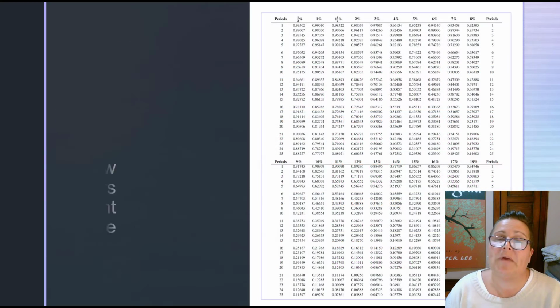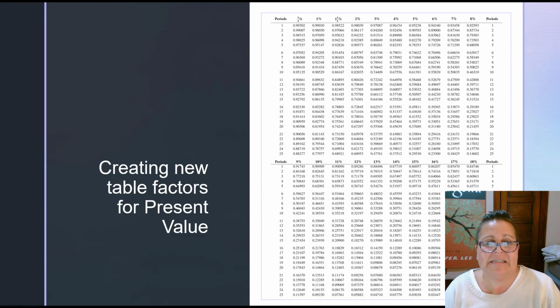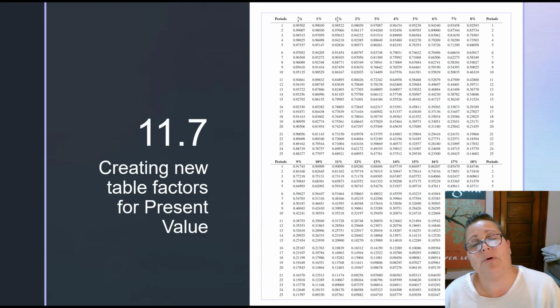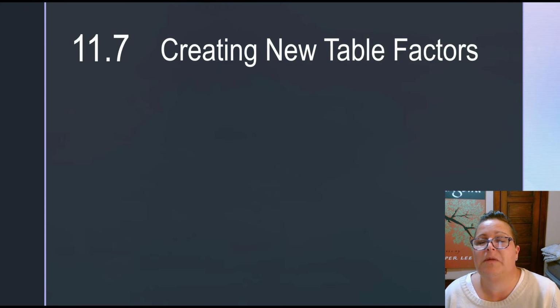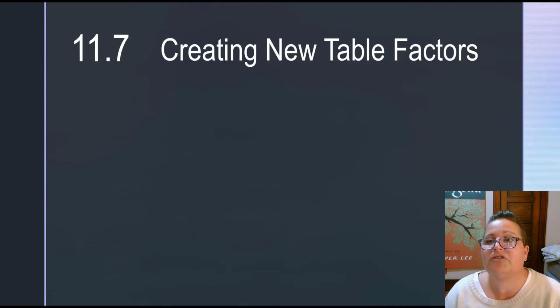All right, I hope you have the opportunity to do a little bit of practice there. With 11.7, we're going to review how to create a new table factor. The good news is it's the same way as before. So if you were familiar with it a little bit earlier in this chapter, I believe it was 11.4, we talked about how to create a new table factor. It is the same process, new table.